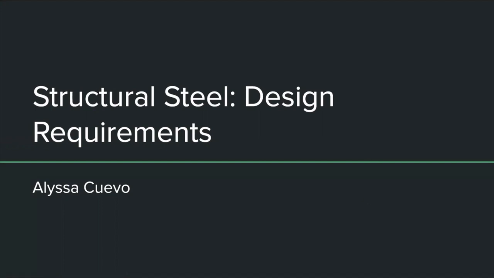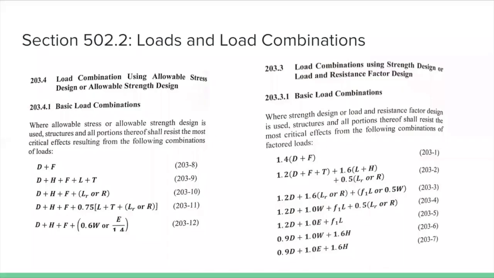Today I will be talking about structural steel design requirements. So first, the following load combinations shall be followed to their respective design method. As shown in the left image, we have the load combinations for allowable strength design. And on the right, we have the factored loads for the load and resistance factor design. So we take note of this as we proceed to the design basis.